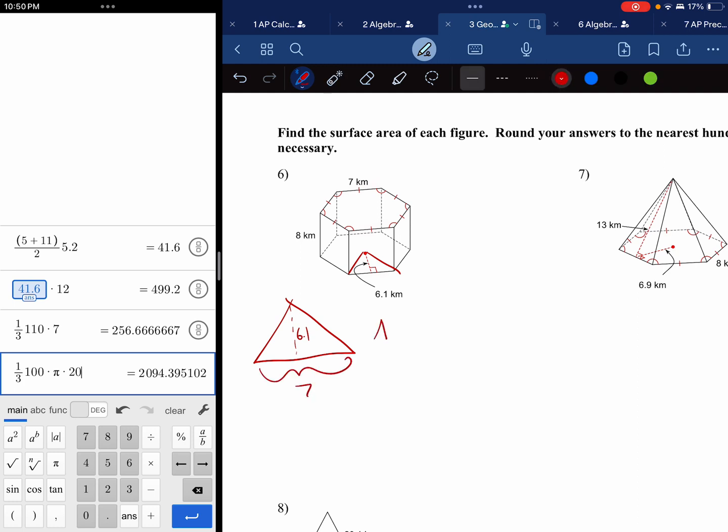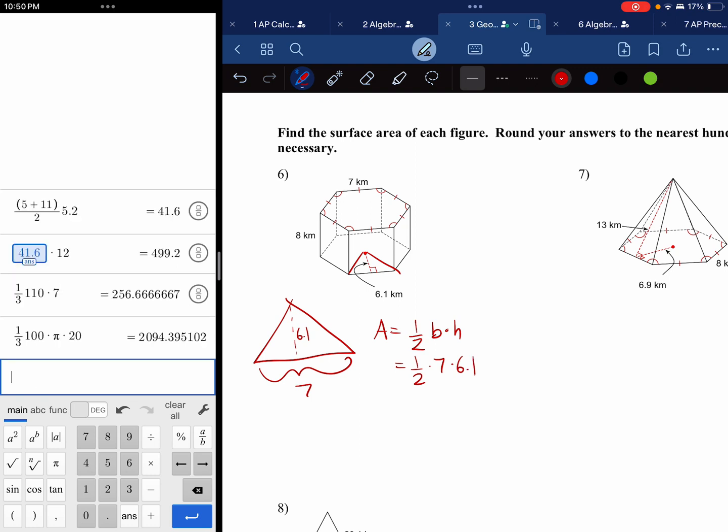The area of a triangle is 1/2 the base times the height. So it's going to be 1/2 of the base, which is 7, times the height of 6.1. And I type it in. I'm going to say 0.5 instead of a half. And then times 7 times 6.1. And I get 21.35 for the area of the triangle.